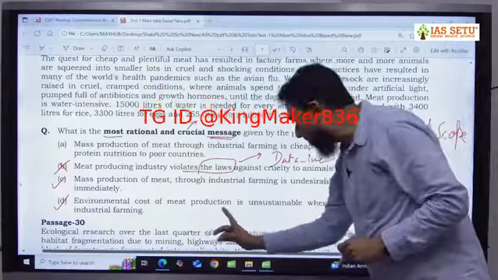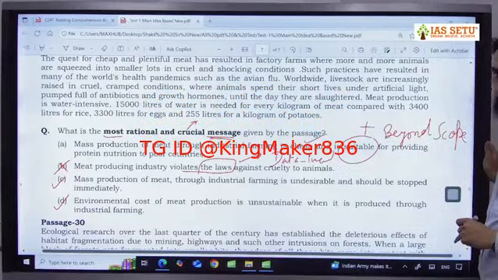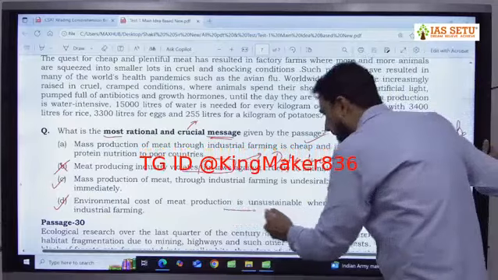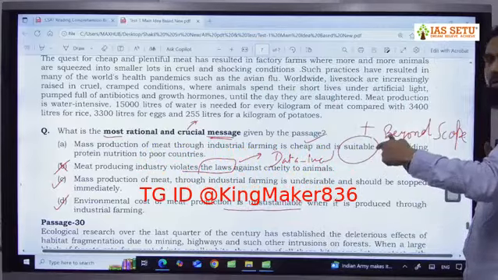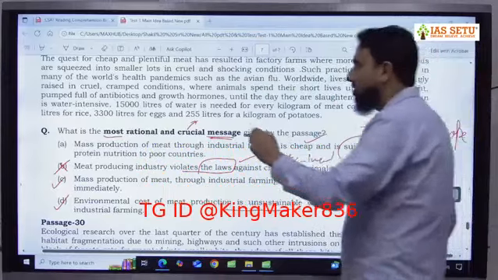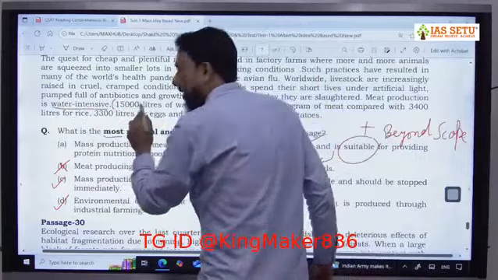Environmental cost of meat production is unsustainable when it is produced through industrial farming. Where is the evidence for this unsustainable? Water. You can say, sir, in the last, it is water intensive. Water intensive, and the data is given for that.